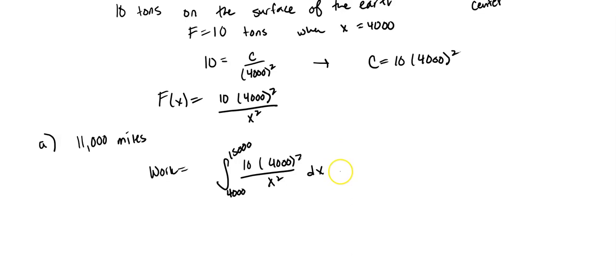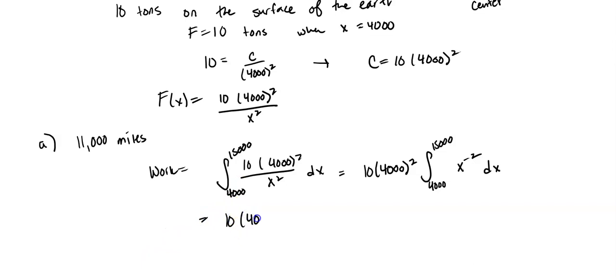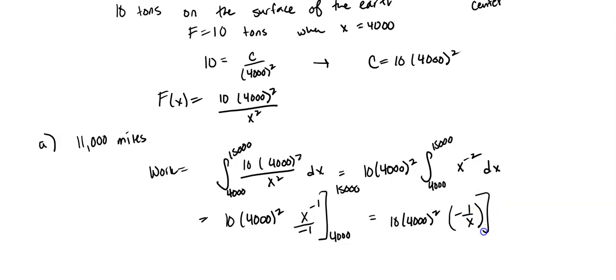I'm going to integrate this. All of this, 10 times 4,000 squared, is just a constant, and we're really just integrating x to the negative 2 power. So I'm going to carry my constants, 10 times 4,000 squared, and we'll have x to the negative 1 power over negative 1, going from 4,000 to 15,000. So I'll have 10 times 4,000 squared times negative 1 over x from 4,000 to 15,000.